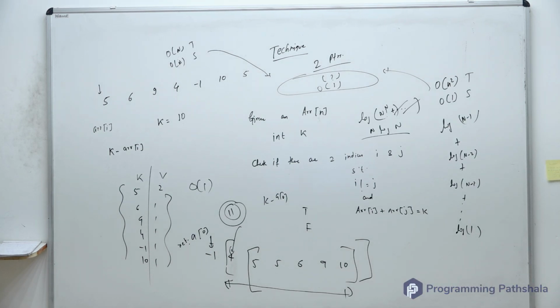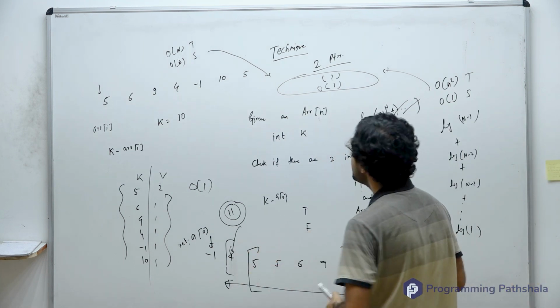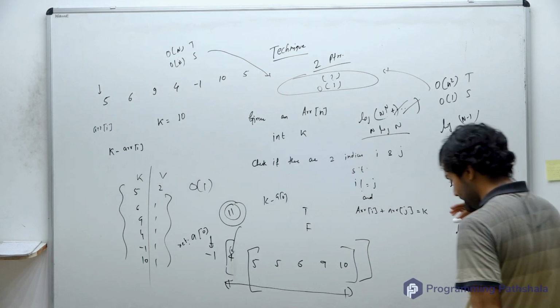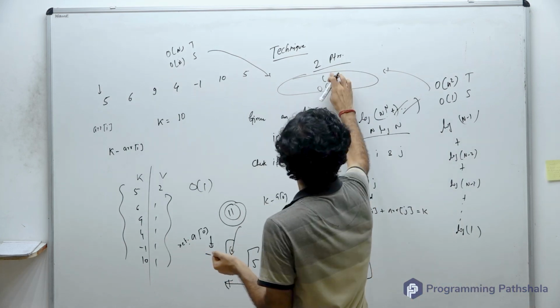Sorting takes n log n and the search here takes n log n, so overall it is n log n. In this entire process, did I require any extra space? No, I did not require any extra space. Cool. So this was order n log n.